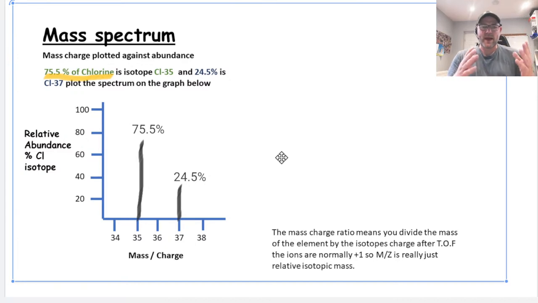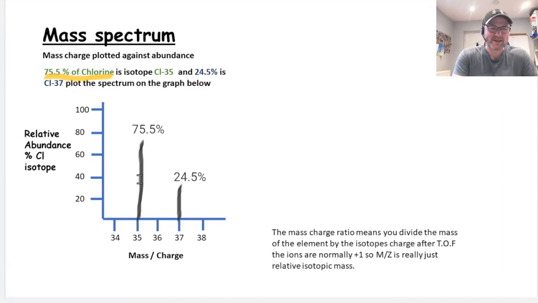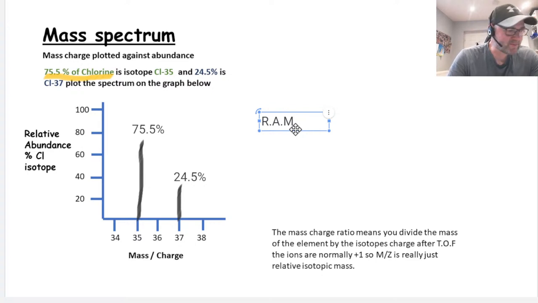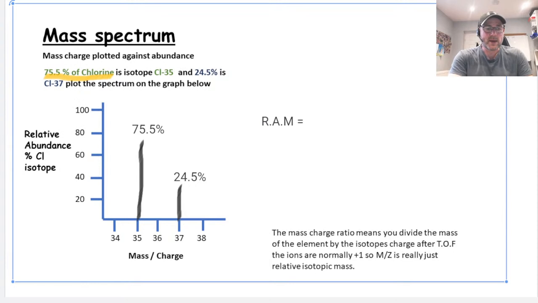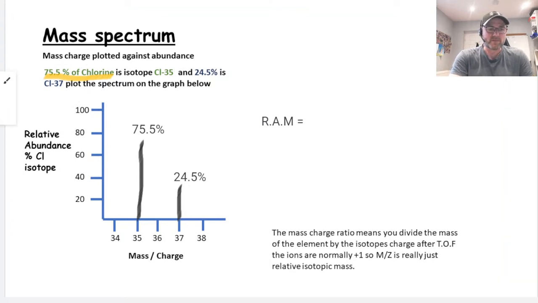So how would I calculate the mass of chlorine? Can anybody calculate the mass of chlorine using the old system? You might remember how to calculate the RAM of chlorine. How would I calculate it? Anybody know what we would do next to calculate the mass of chlorine?